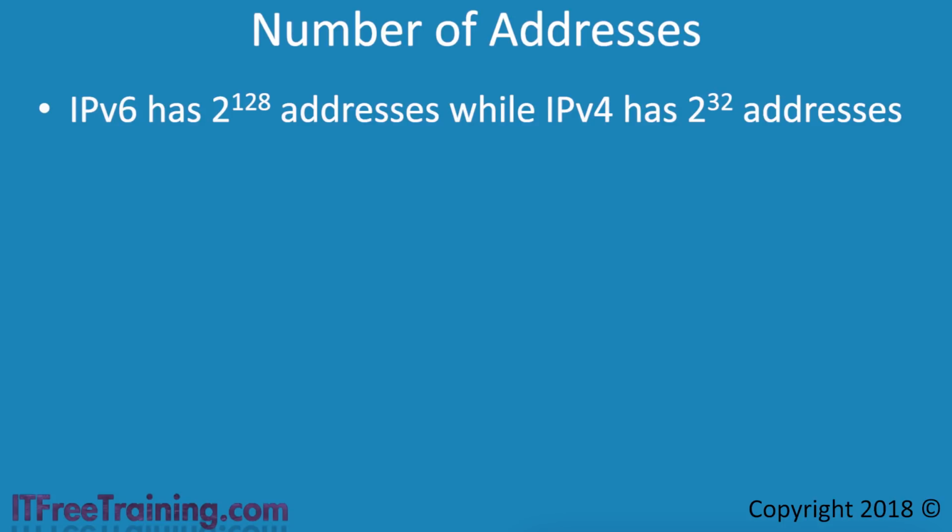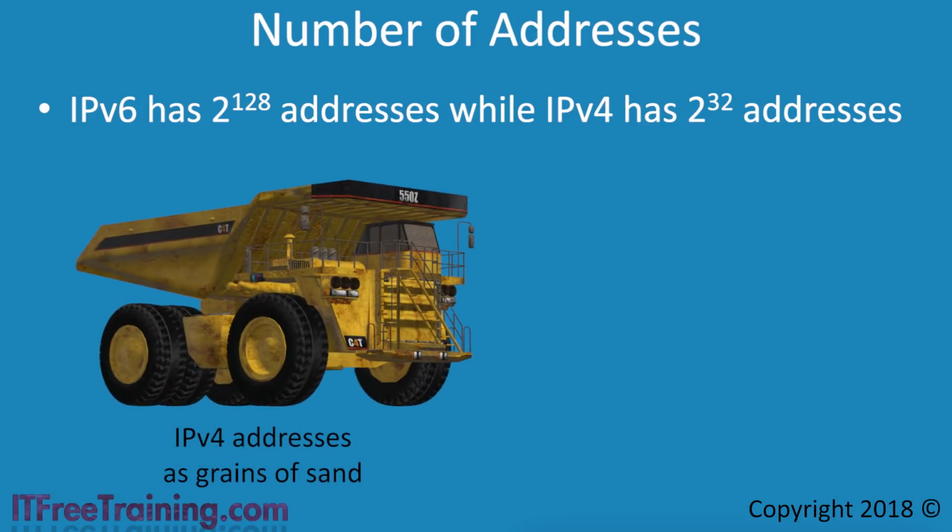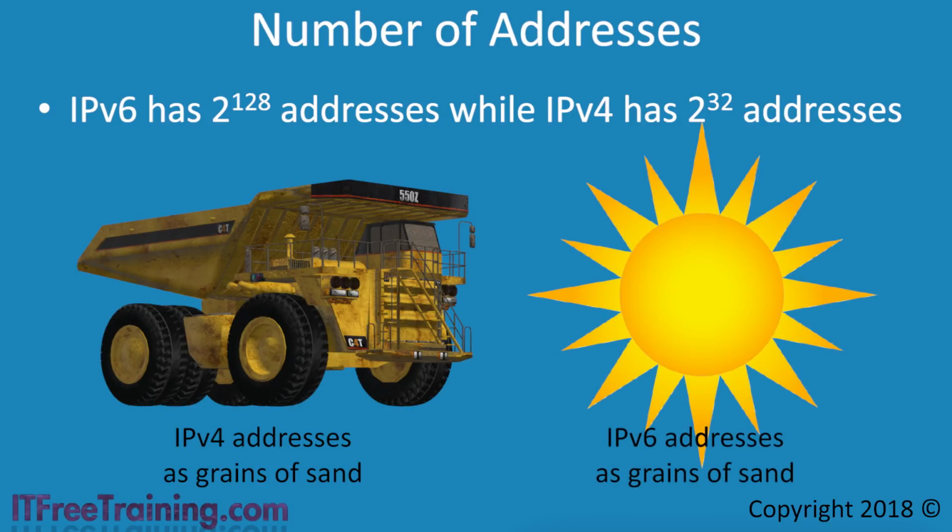IP6 has 2 to the power of 128 addresses, while IP4 has 2 to the power of 32 addresses. There are a lot of different ways that people have come up with to describe the difference between the number of IP4 and IP6 addresses. In this video, I will use the following example, and there are many more to choose from. If IP addresses were grains of sand, IP4 addresses would fill a truck. If IP6 addresses were grains of sand, they would fill the sun. Quite a big difference. IP4 addresses are running out. However, IP6 addresses should never run out. However, I hate to use the word never in the computer industry.